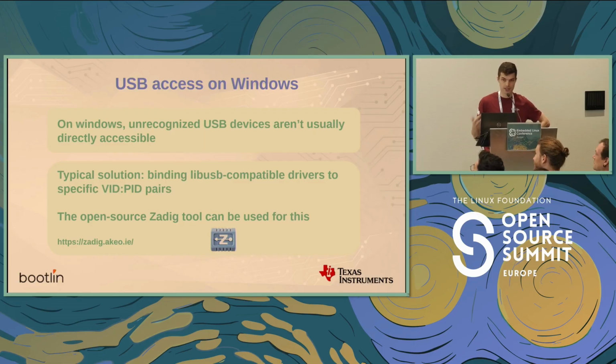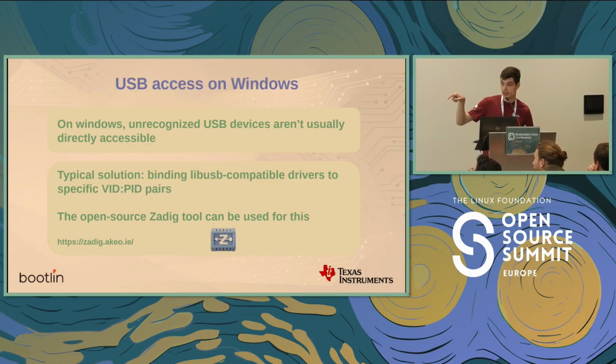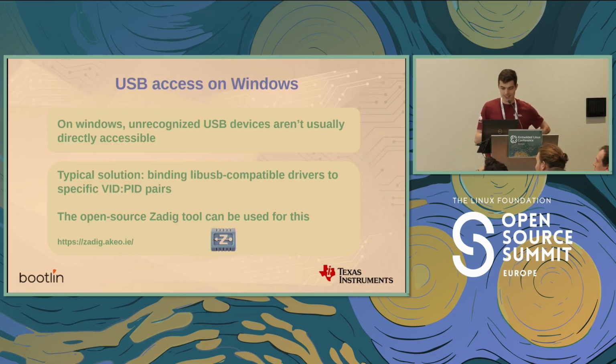On Windows, this isn't the case. You have to bind a driver specifically to the device, which is libUSB compatible, and this is what we use Zadig for. It's a pretty simple tool to use. You just plug your device in. If it's unrecognized, it'll show up in Zadig, and then you can tell it to bind the libUSB 0 driver to it. Once you do this for a VID PID, normally you don't need to do it again, apart from when Windows Update decides to mess up your entire setup, but that's beside the point. And then you'll be able to use Snag Factory with it.